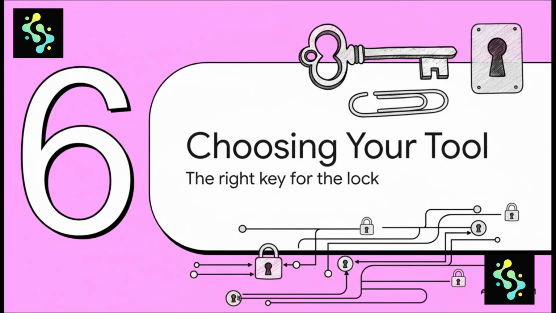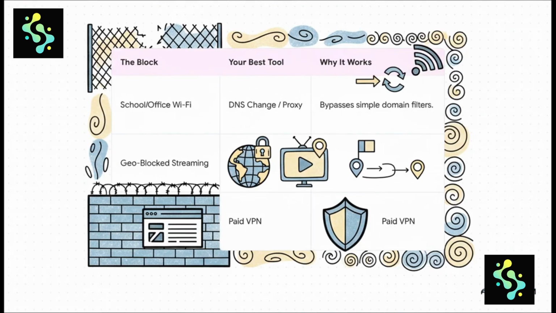So we filled our toolkit with everything from a master key to a simple paperclip. Now comes the most important part, knowing which tool to use for which job. It's time to put it all together. This table is basically your cheat sheet. If you're facing a simple school or office firewall, try a DNS change or maybe a proxy first.